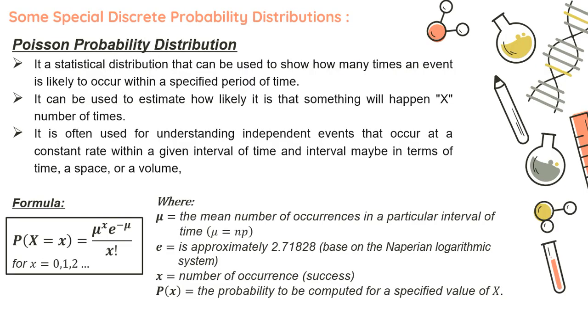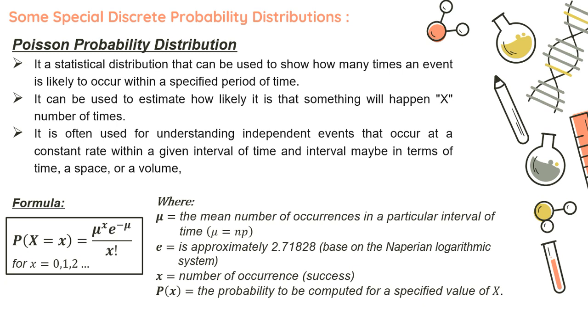Next, let's have the second special discrete probability distribution, which is the Poisson probability distribution. It is a statistical distribution that can be used to show how many times an event is likely to occur within a specified period of time. It can be used to estimate how likely it is that something will happen for X number of times. It is often used for understanding independent events that occur at a constant rate within the given interval of time, and interval may be in terms of time, a space, and a volume.